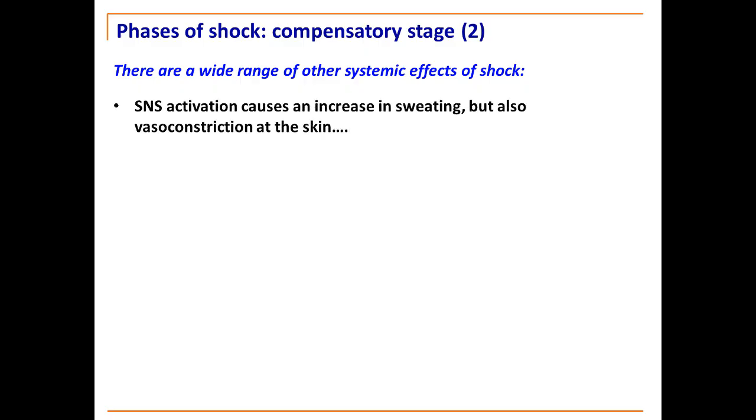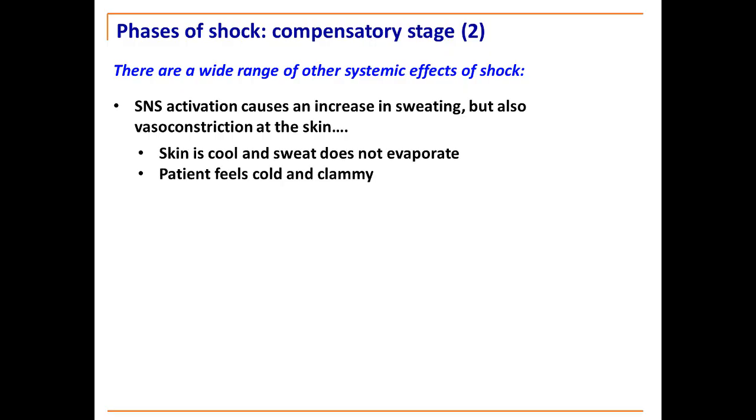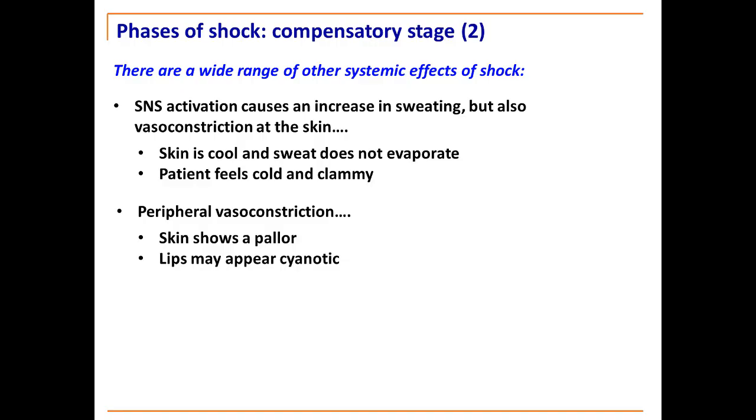So we've already talked about this as well. The sympathetic nervous system causes an increase in sweating, but also vasoconstriction at the skin. So the skin feels cool and wet and doesn't evaporate, so the patient is feeling cold and clammy. In terms of peripheral vasoconstriction, the skin can show a pallor and the lips may appear cyanotic. But it's also important to think, how might the patient feel if they were in vasodilatory shock, for example? The patient may not feel cold and clammy in vasodilatory shock because vasodilation predominates in that type of shock.